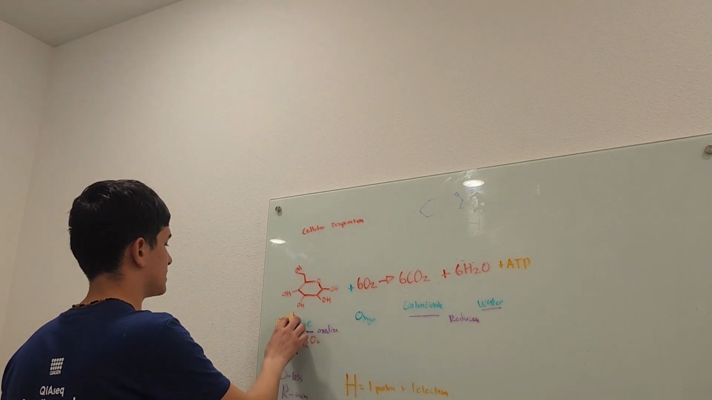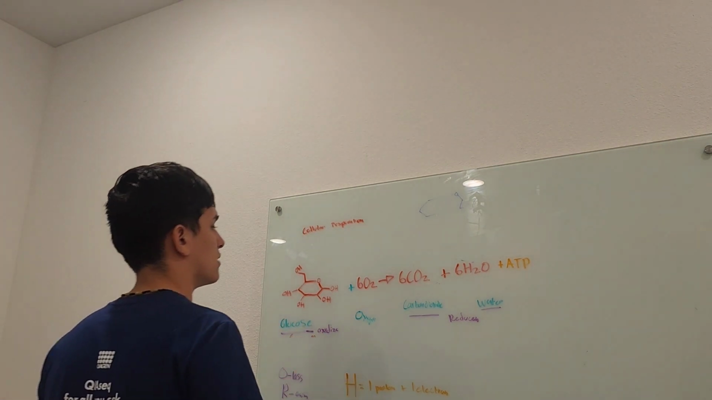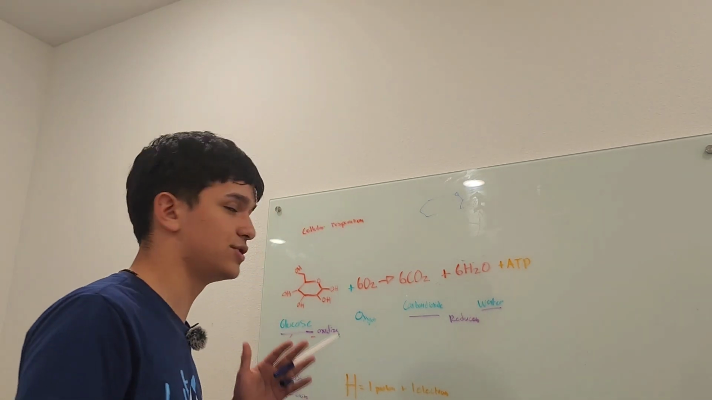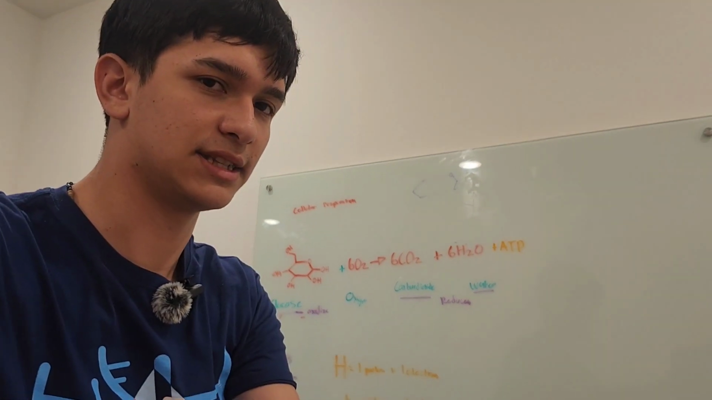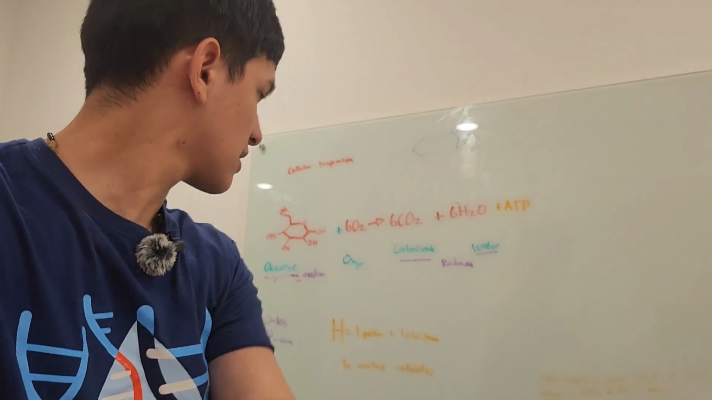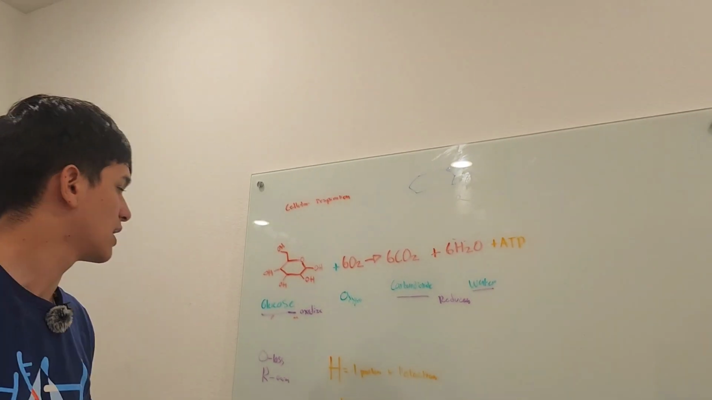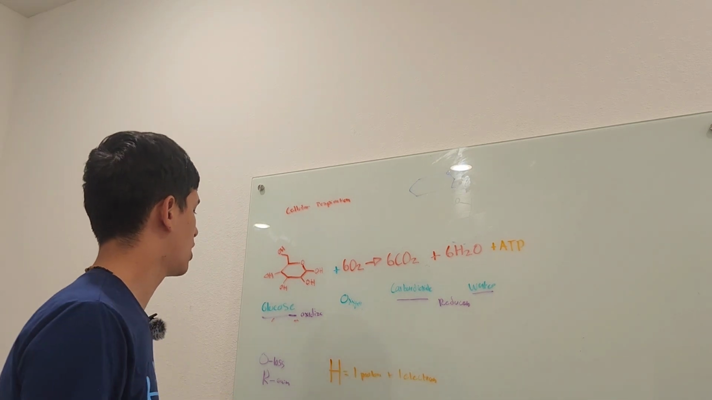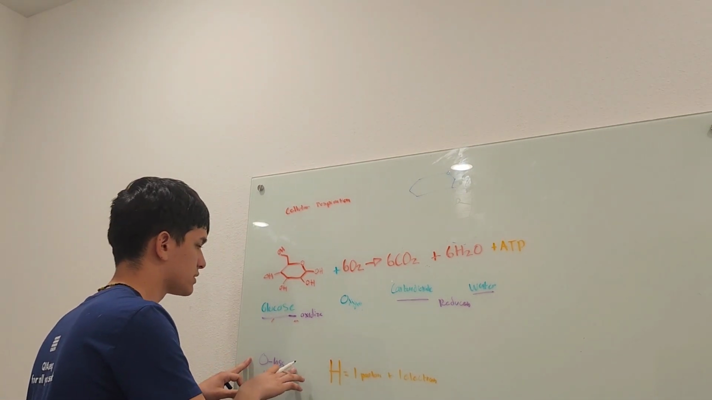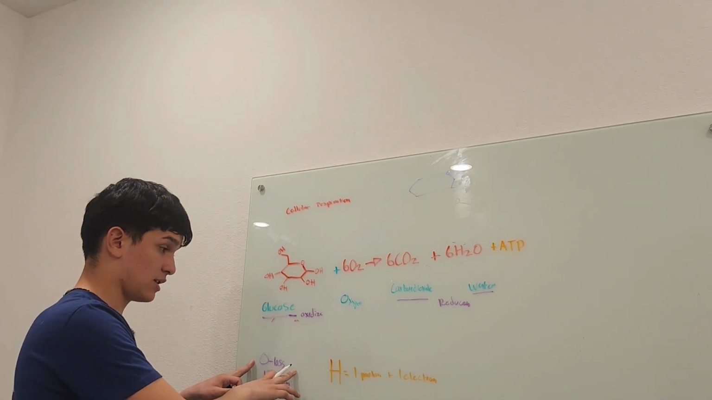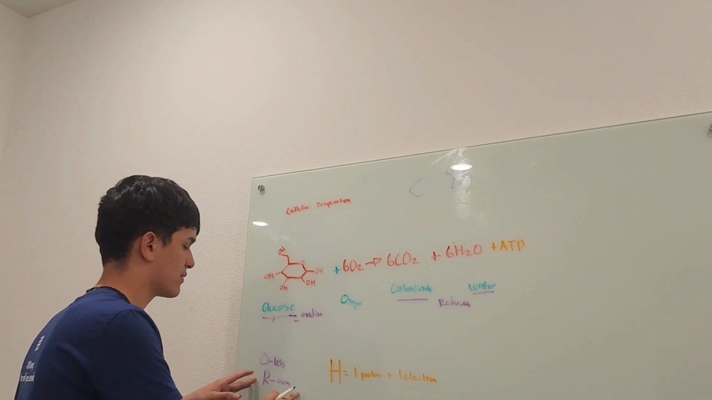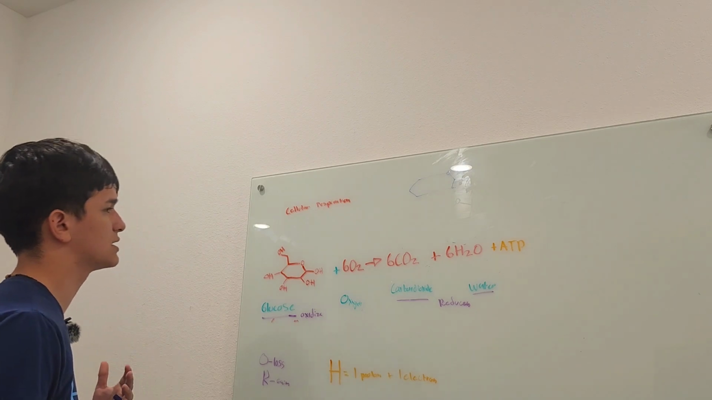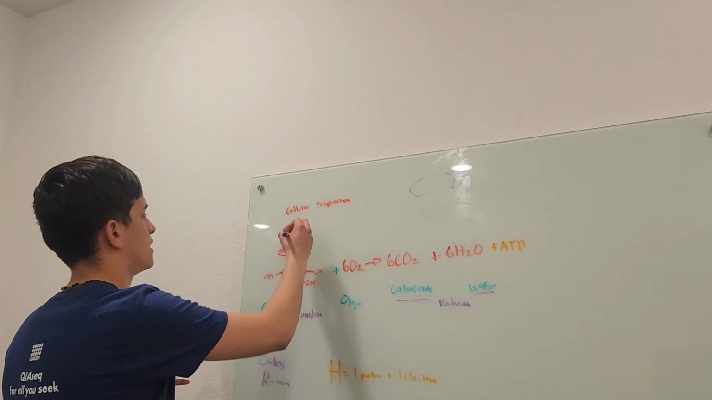Glucose is being oxidized. Carbon dioxide is being reduced. So here I introduce you to hydrogen. Hydrogen is made of 1 proton and 1 electron. So oxidation is the loss of electrons, and reduction is the gain of electrons. So what we're trying to say, right, is this.